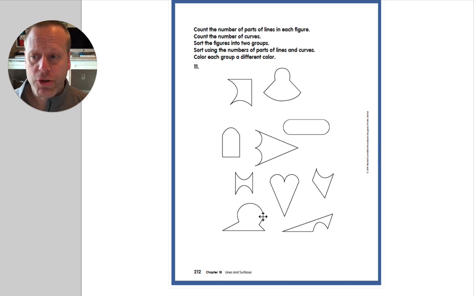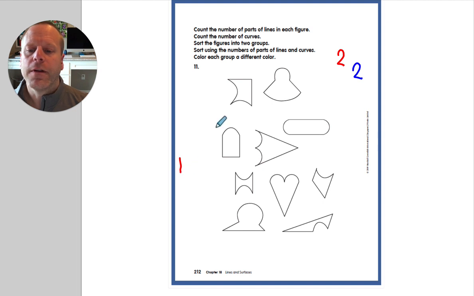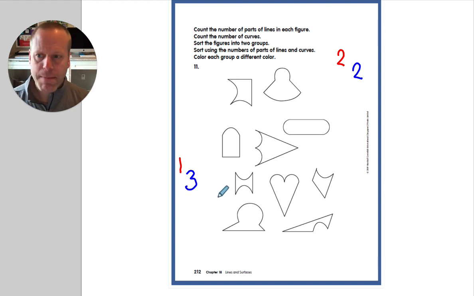So this is an interesting page. What this page is asking you to do is organize these shapes into one of 2 categories. They're either made up of 2 curves and 2 lines mixed, or they're made up of 1 curve and 3 lines. That's every shape on this board. Either has 2 and 2 or 1 and 3.